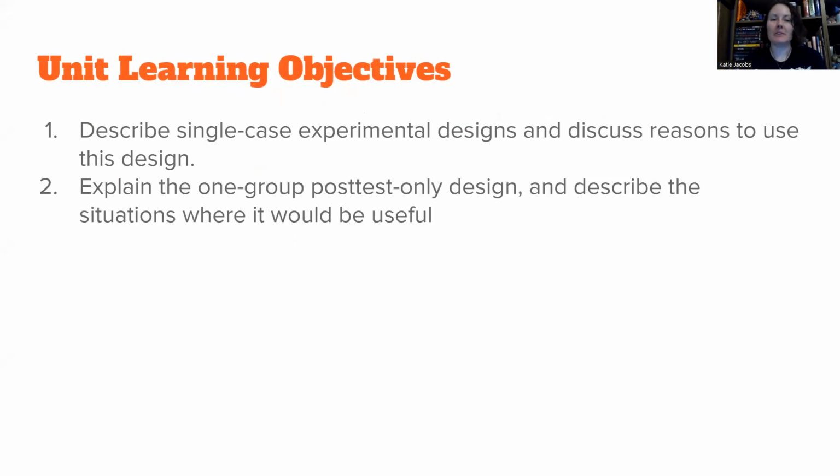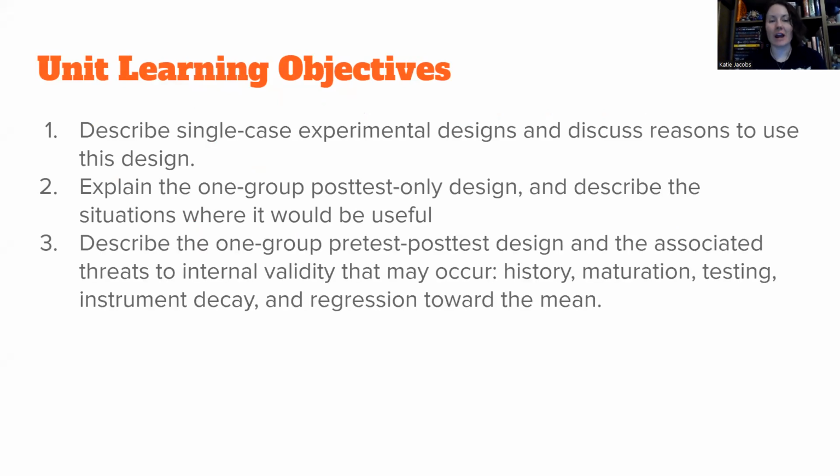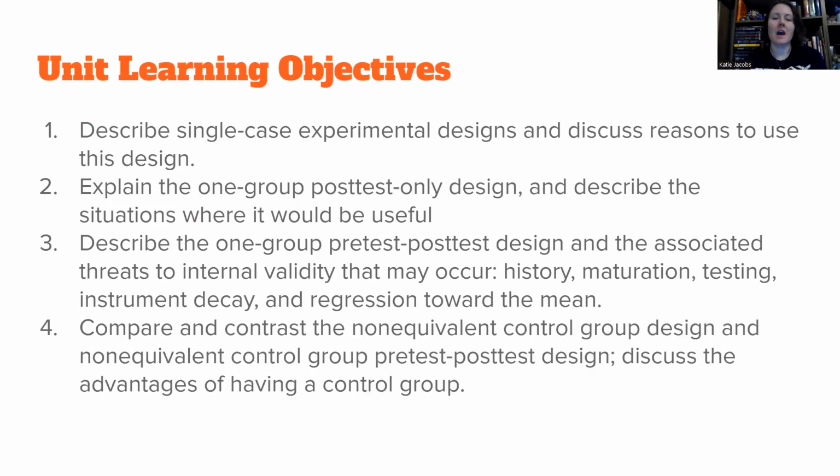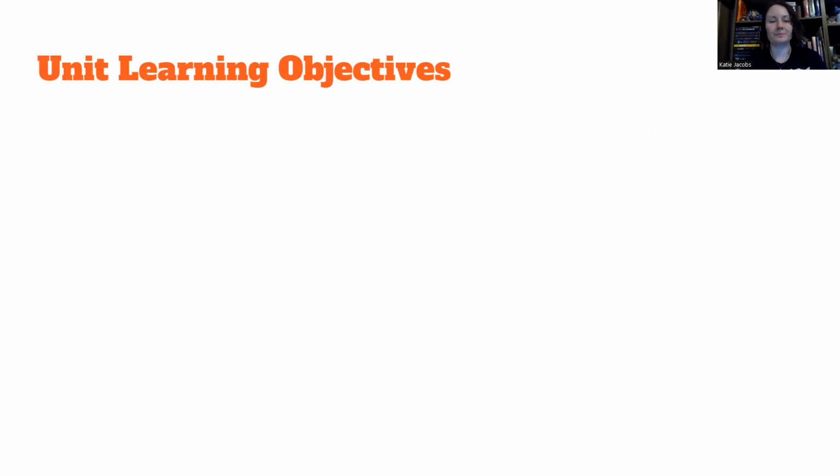I want you to be able to explain the one group post-test only design and describe the situations where it would be useful. I want you to be able to describe the one group pre-test, post-test design and the associated threats to internal validity that may occur, including history, maturation, testing, instrument decay, and regression toward the mean. I want you to be able to compare and contrast the non-equivalent control group design and non-equivalent control group pre-test, post-test design and discuss the advantages of having a control group.